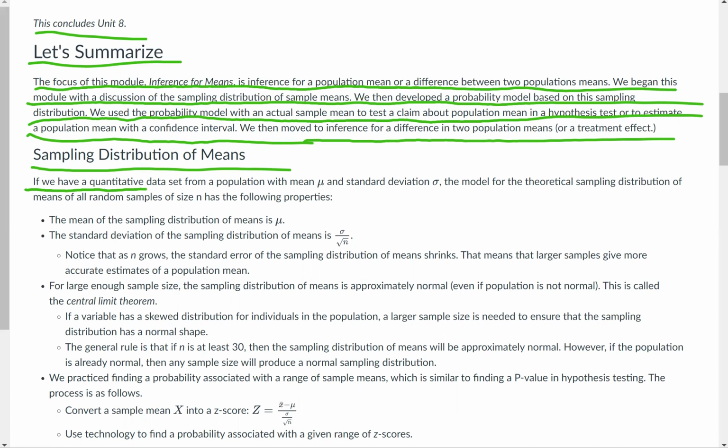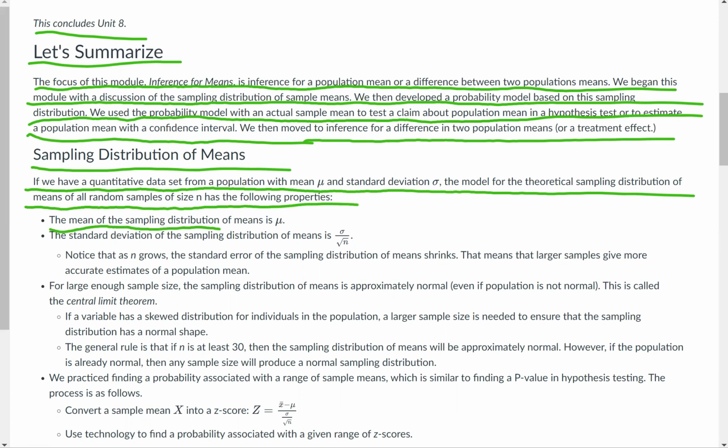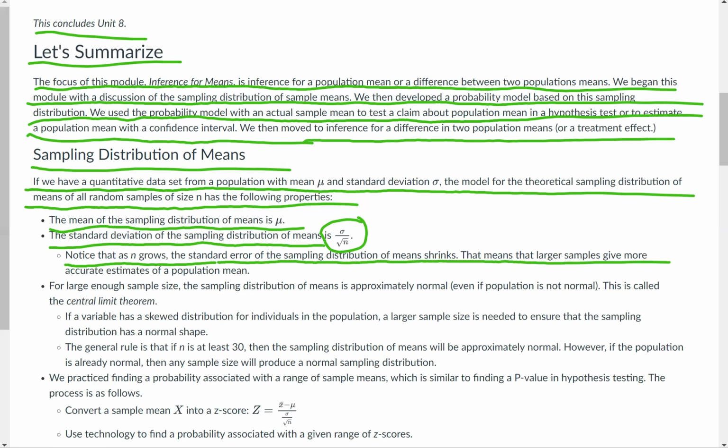If we have a quantitative data set from a population with mean mu and standard deviation sigma, the model for the theoretical sampling distribution of all random samples of size n has the following properties. First, the mean of the sampling distribution is the mean mu. The standard deviation of the sampling distribution of means is sigma over the square root of n. Notice that as n, the size of our sample, grows, the standard error of the sampling distribution of the mean shrinks. That means that larger samples give more accurate estimates of the population mean.